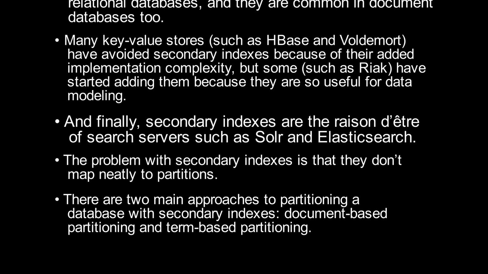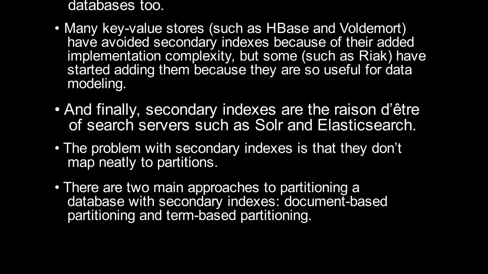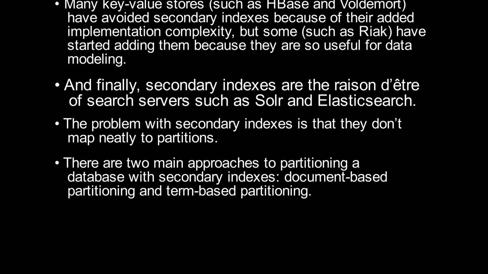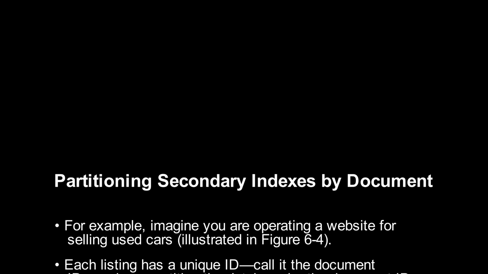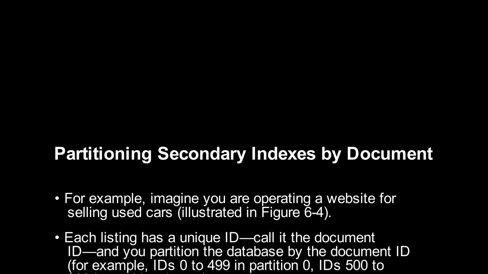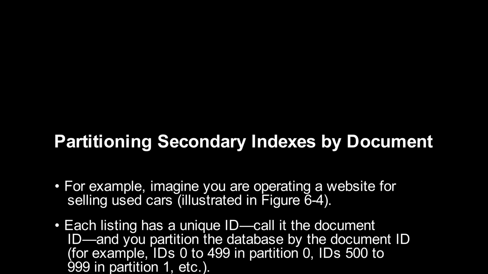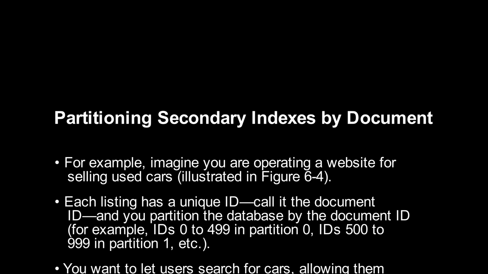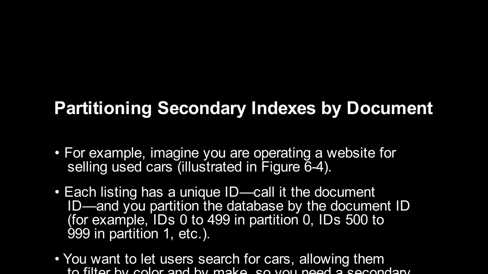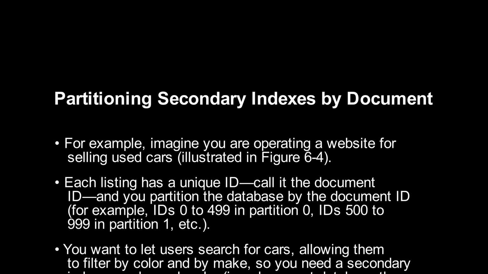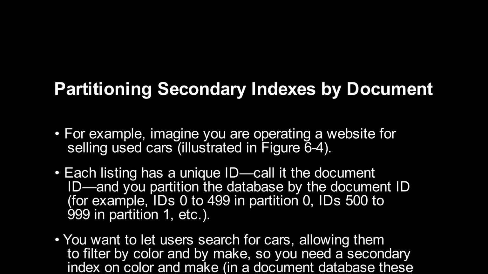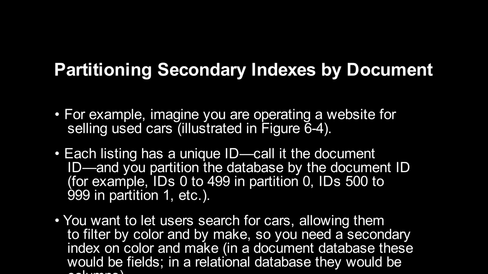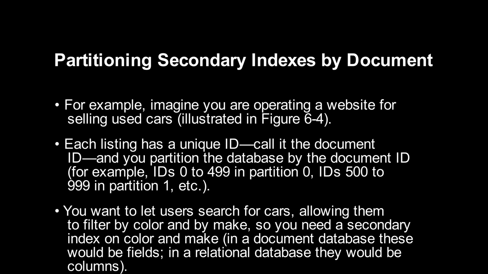There are two main approaches to partitioning a database with secondary indexes: document-based partitioning and term-based partitioning. Partitioning secondary indexes by document. For example, imagine you are operating a website for selling used cars, illustrated in Figure 6-4. Each listing has a unique ID called the document ID, and you partition the database by the document ID. For example, ID 0 to 499 in partition 0, ID 500 to 999 in partition 1, etc.